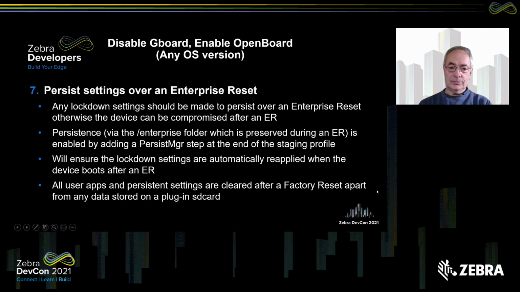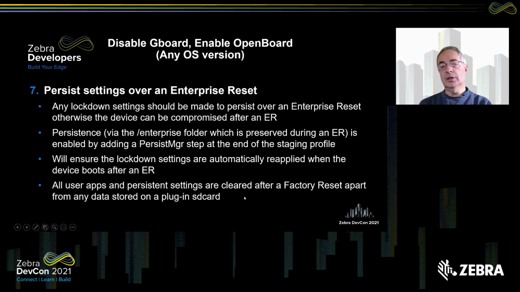Persistence is provided by the enterprise folder, which is preserved during an enterprise reset, and it's enabled by adding the persist manager step at the end of any staging profile. Whenever you put a persist manager step at the end of the profile, everything above that will be persisted. It ensures that the lockdown settings are automatically reapplied when the device reboots, and any user apps and persistent settings are cleared after a factory reset, apart from any data stored on the plug-in SD card.